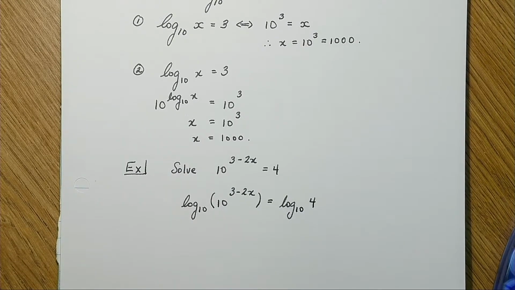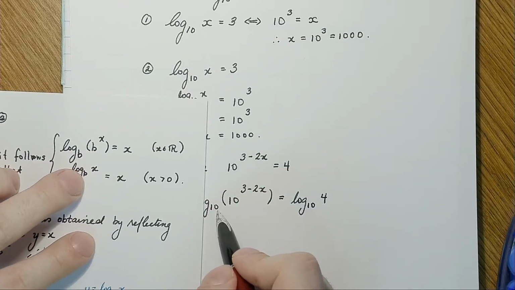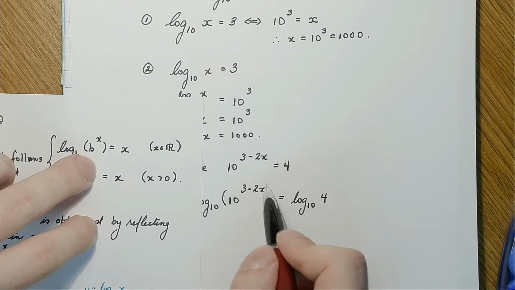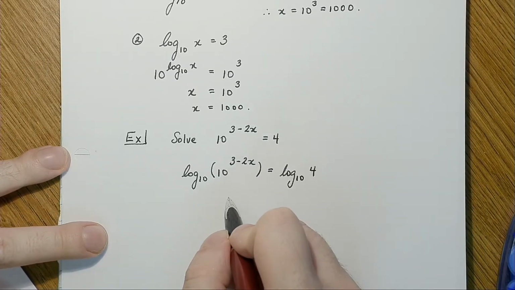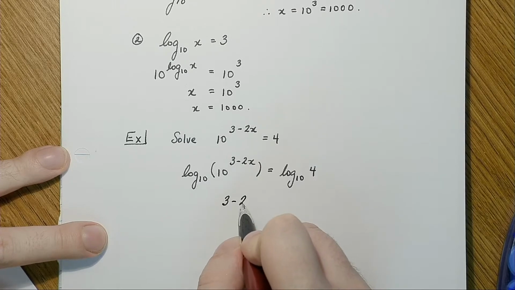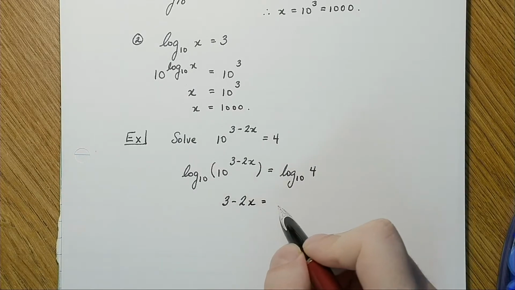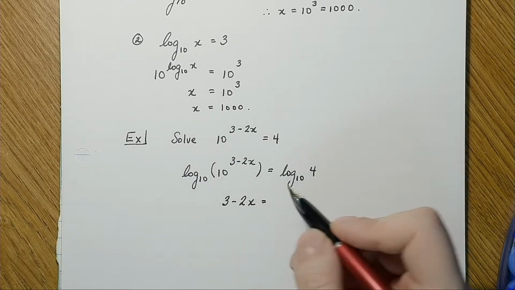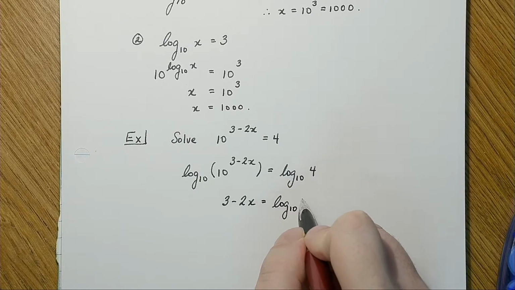And again, going back to our notes, I have my log base 10 of 10 to the whatever here. That just makes this equal to 3 minus 2x. Now I can't do any simplification on the right-hand side, so I'll leave it as is: log base 10 of 4.